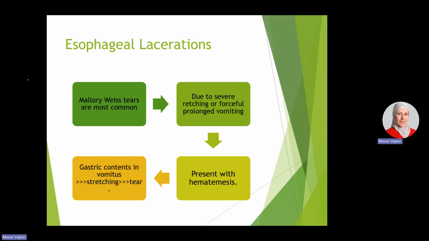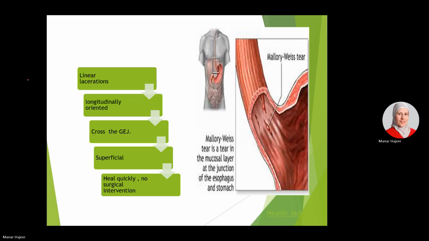They usually present with hematemesis, which is vomiting of fresh colored blood. These lacerations are linear. They are longitudinally oriented on the gastroesophageal junction. Actually, they cross the gastroesophageal junction. They are superficial, only in the mucosa, and they will heal quickly without any surgical intervention.